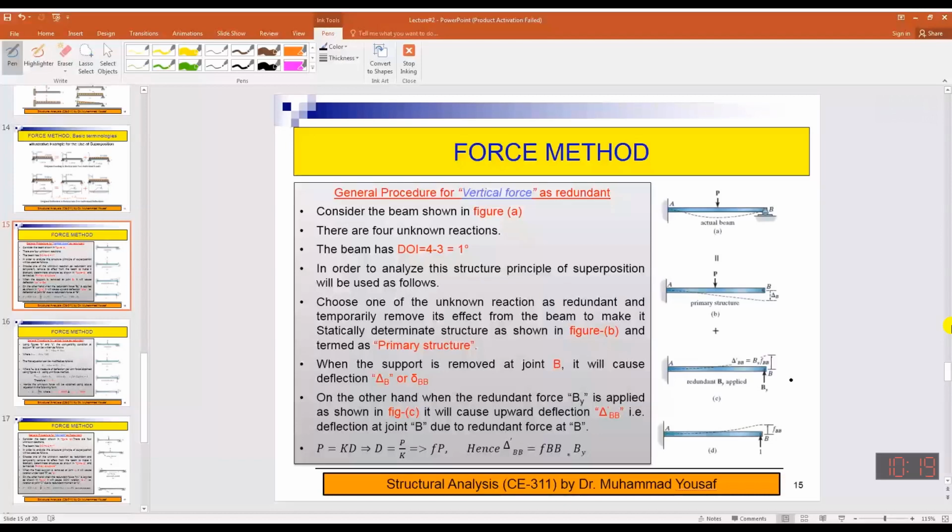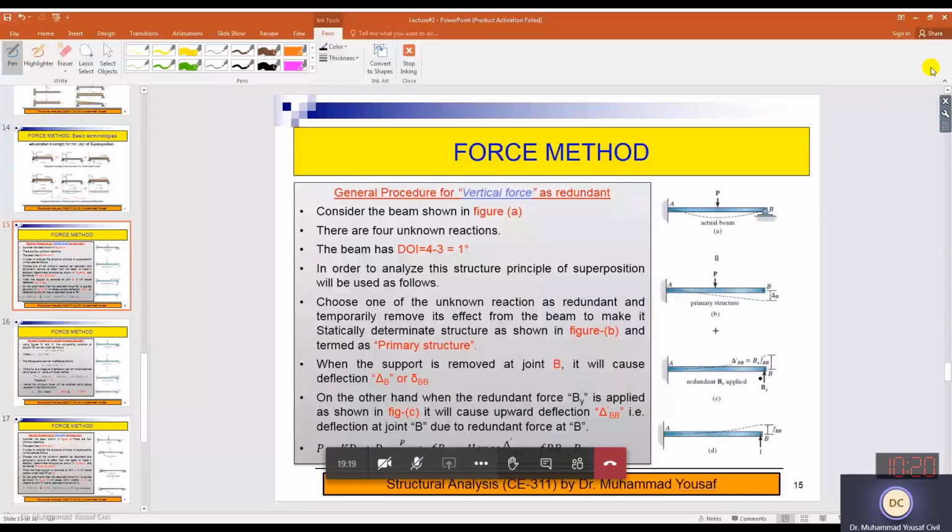Okay, everything that has been explained already. P is equal to KD, D is equal to P over K. 1 over K is the flexibility. Flexibility means flexibility or delta. And this P in the second case is BY, so this is delta B and this is delta dash BB. When you will be adding up these two, delta B plus this should be equal to 0.